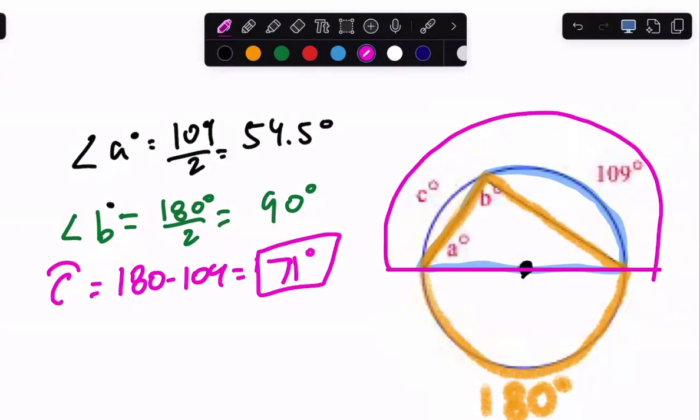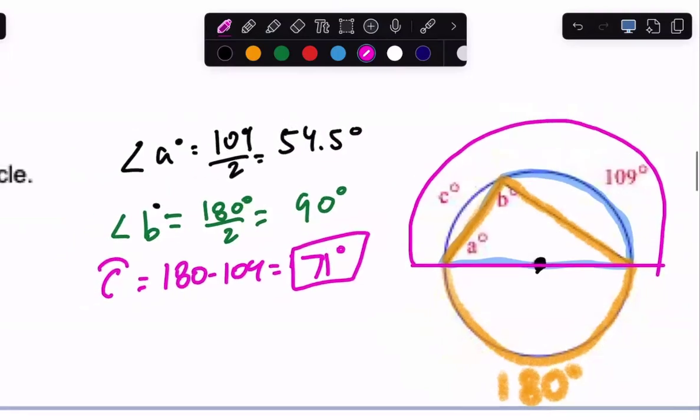Lincoln's way was the second fastest way, just taking 360 and subtracting 180. The way you solve it is up to you, but doing 180 minus 109 is honestly the fastest way to get to the answer. So whichever way gets you there fastest, by all means, do it that way.